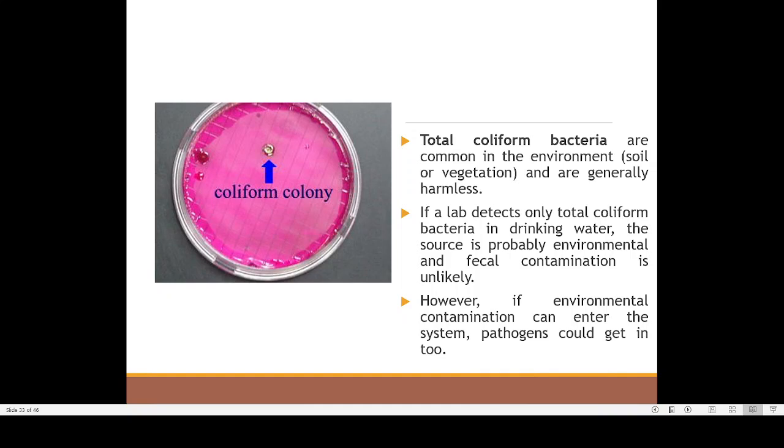How does fecal contamination take place? Normally, this is how fecal contamination takes place. When septic tanks are overflowing, water will be entering into this.